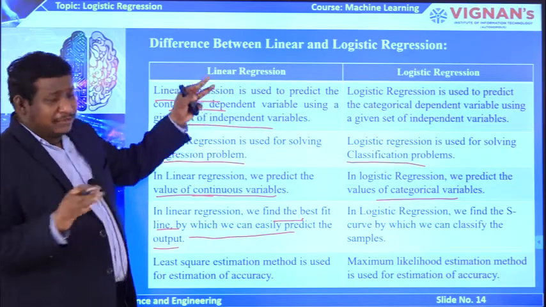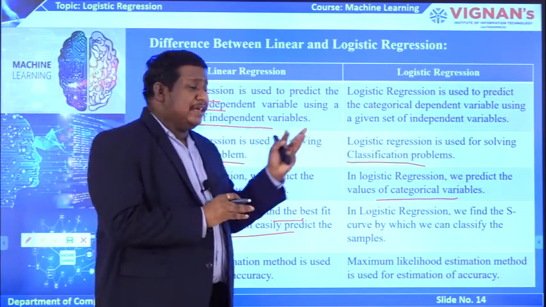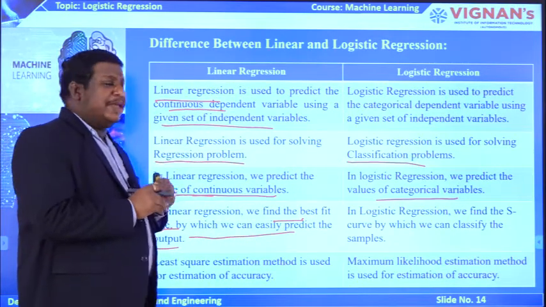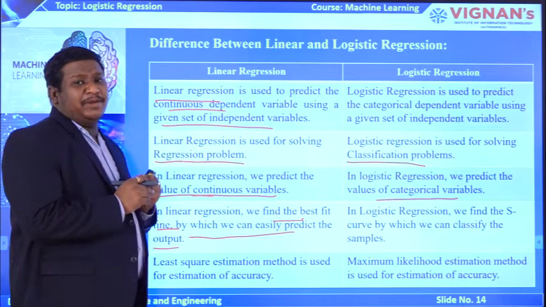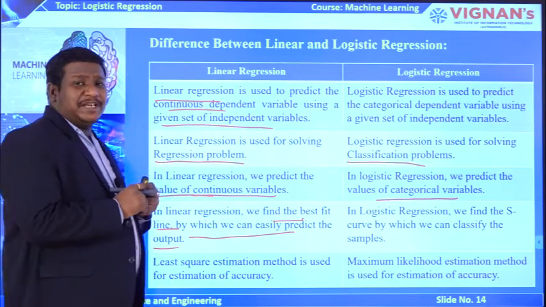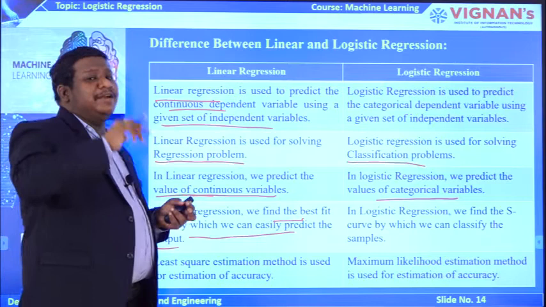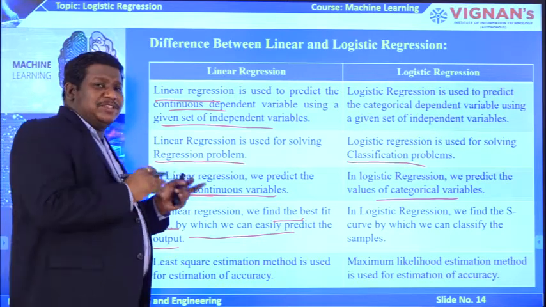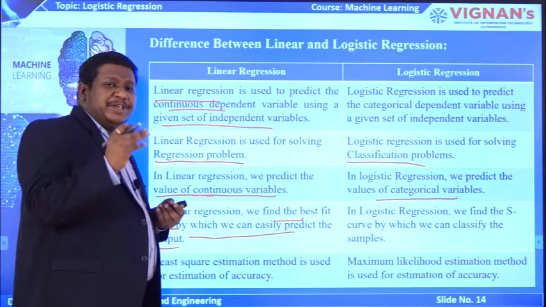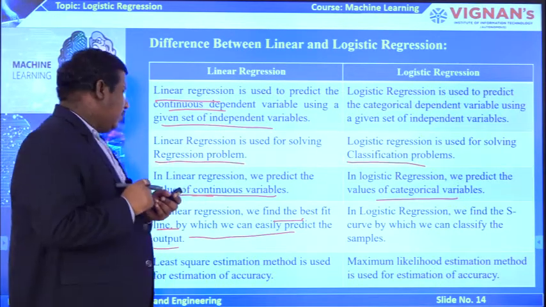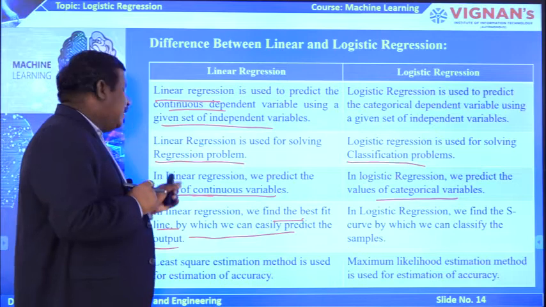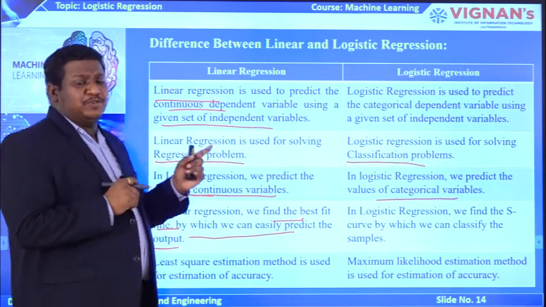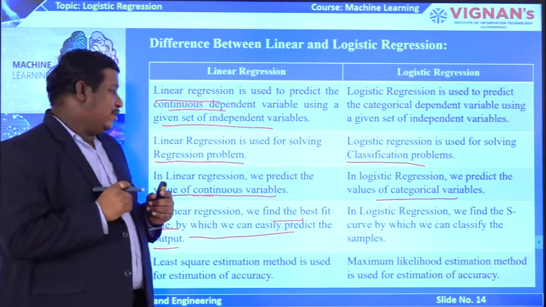So, at a glance, you see again the major differences between linear and logistic regression. First, linear regression is mainly used to find continuous dependent variables, whereas logistic regression is mainly used for categorical dependent variables. Second, it is mainly used for solving regression problems, whereas logistic regression is mainly used to solve classification problems. And third, it is mainly used to predict continuous types of variables, whereas logistic regression is mainly used to find categorical types of variables.